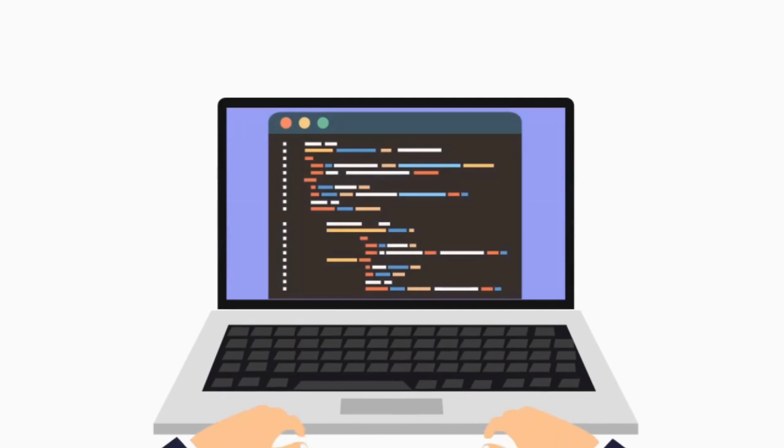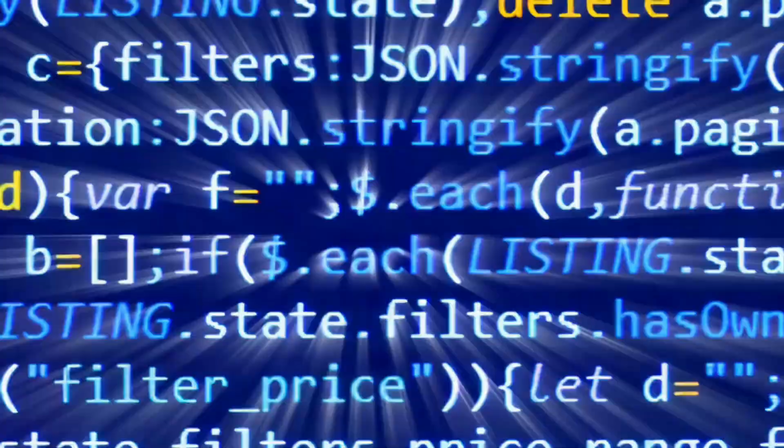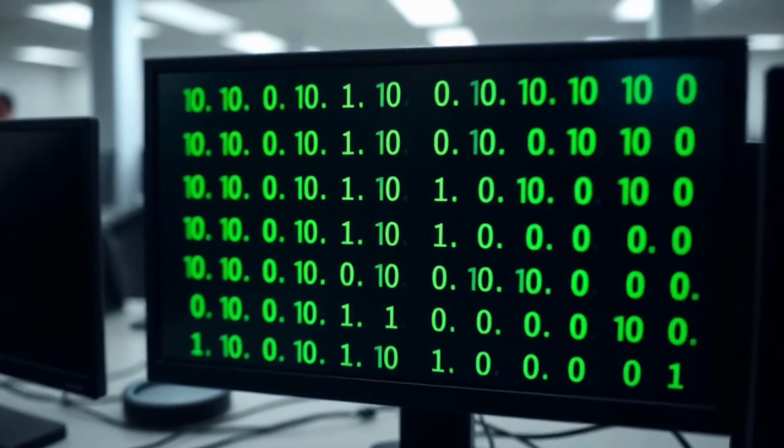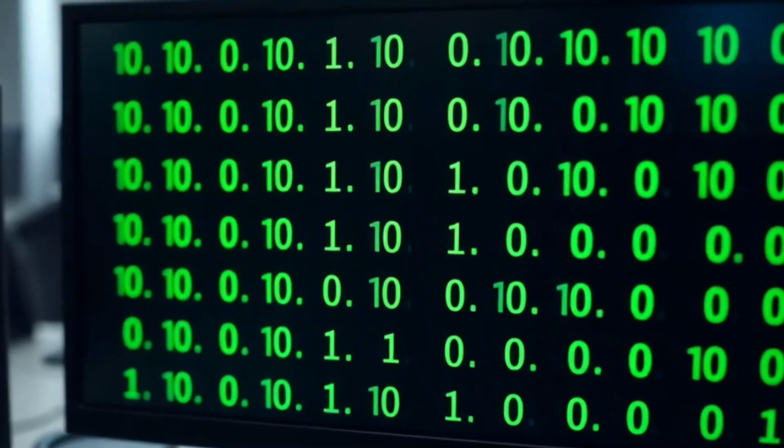Assembly language is still used today in areas like embedded systems, robotics, and microcontrollers, where programmers need direct control over hardware, but also want more readability than binary.